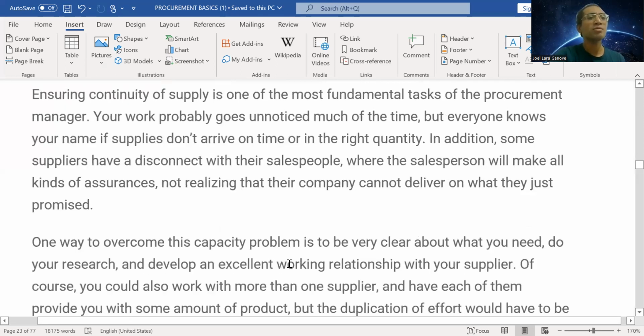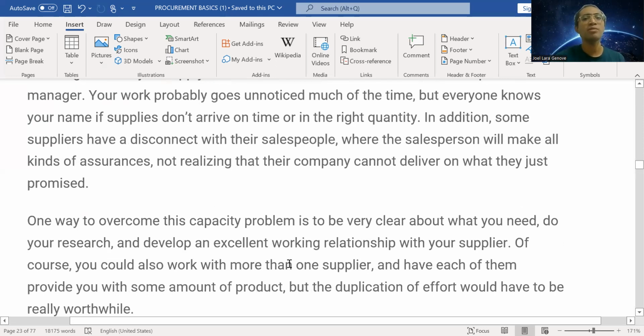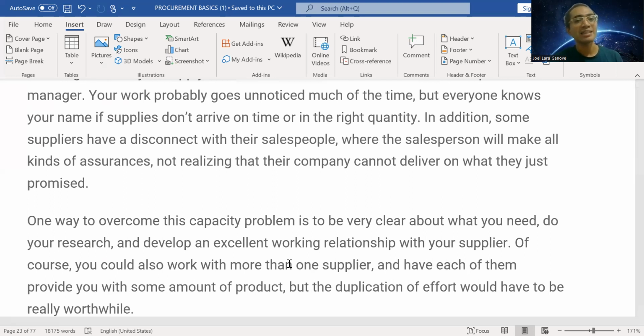In addition, some suppliers have a disconnect with their salespeople, where the salesperson will make all kinds of assurances, not realizing that their company cannot deliver on what they just promised. So that could happen. I'm telling you, with all the good things that you've done for your company, if you commit one mistake, that will be highlighted. With 100 tasks and one mistake, you will get reprimanded for it. And it's actually a fact.